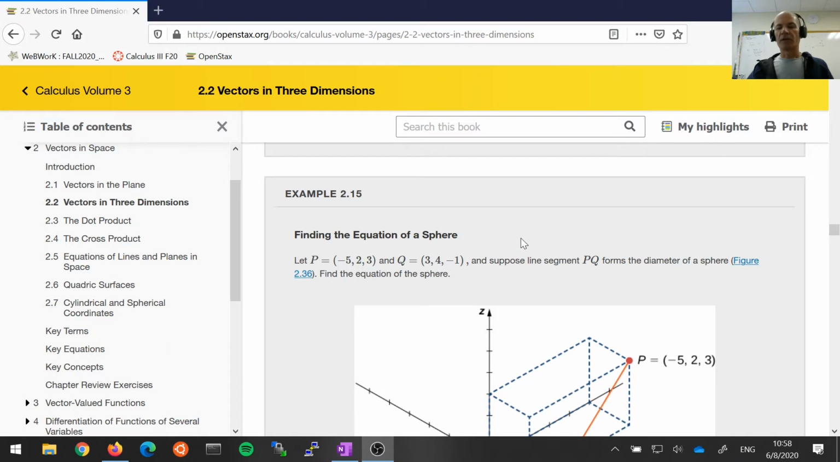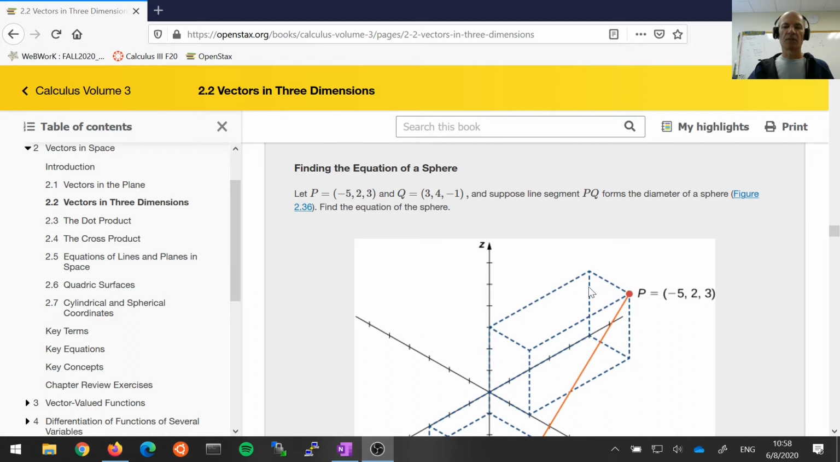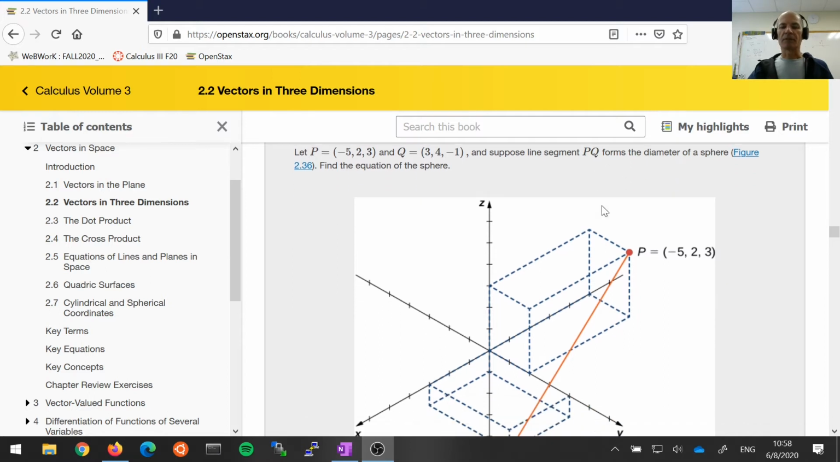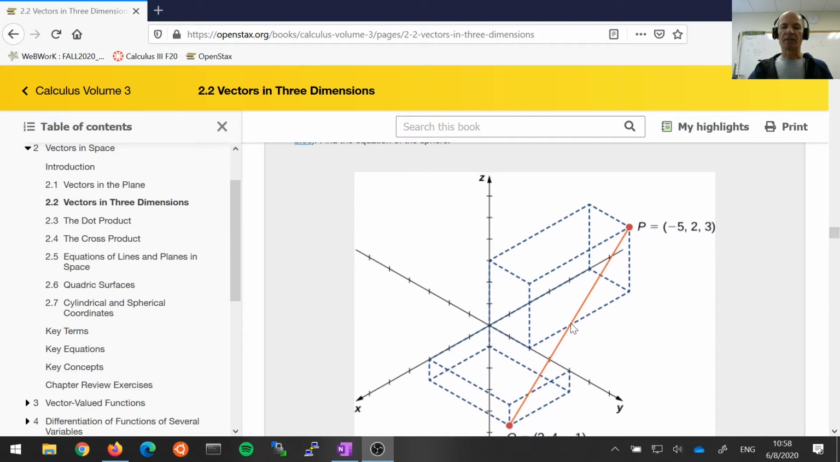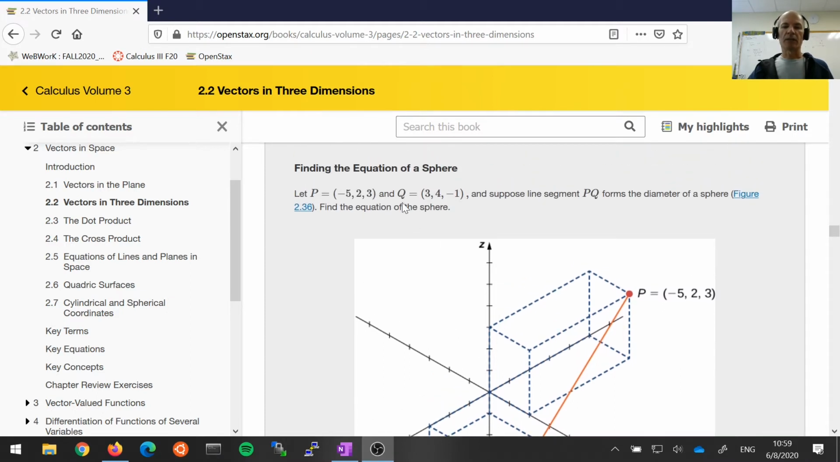There are lots of different ways to ask the same question. For example, suppose we have 2 points and we have a line segment PQ that goes between those 2 points. What's the equation of the sphere if PQ is the diameter? Well, if PQ is the diameter, then the center of the sphere sits at the midpoint of this line. So we have to find the midpoint of the line segment connecting PQ.